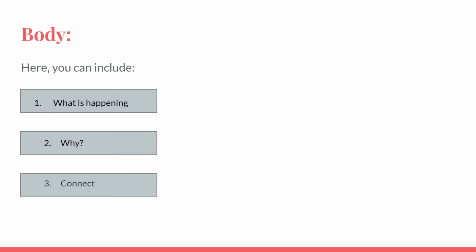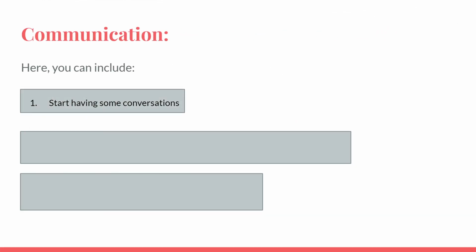The third one is connect. You want to connect your body to your introduction paragraph. So by connecting, you can talk about things, kind of open up on the things that you talked about in your intro. Alright, let's move on. What's the next one? The next one is communication. Here you can include one, starting to have some conversations between your characters. Maybe they're doing something. It doesn't always have to be dialogues, but maybe they're communicating in some way.